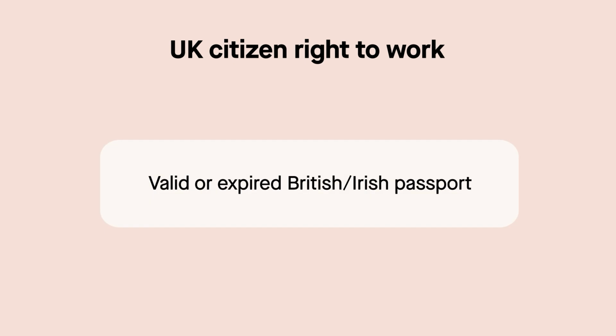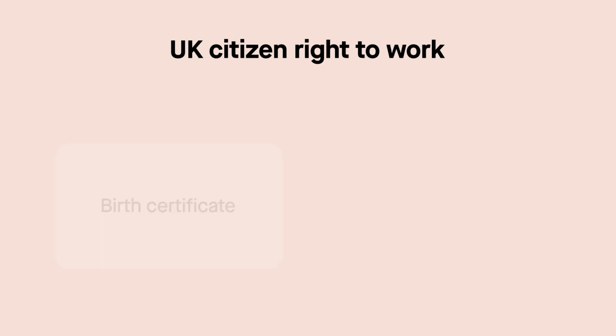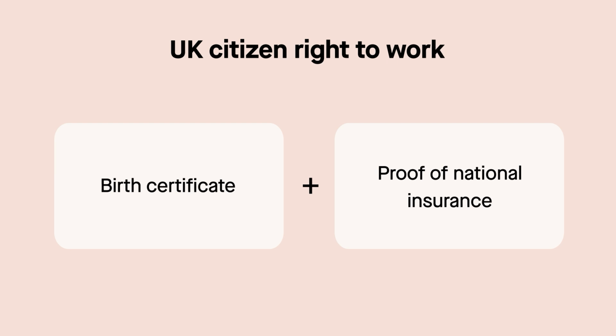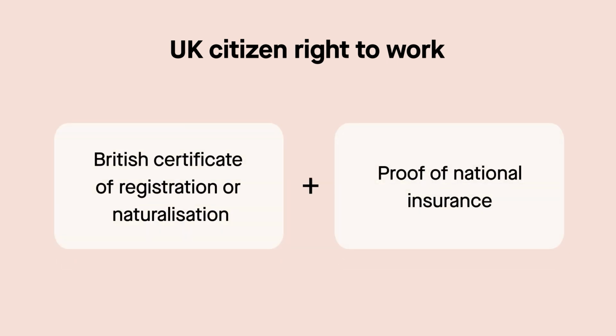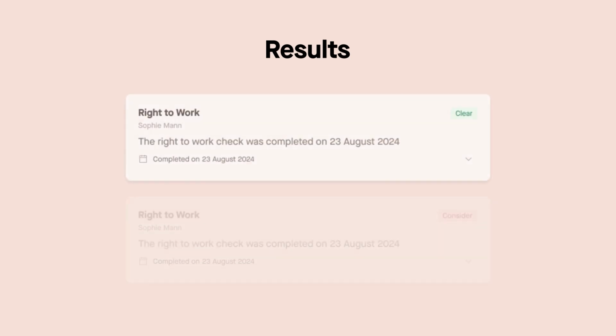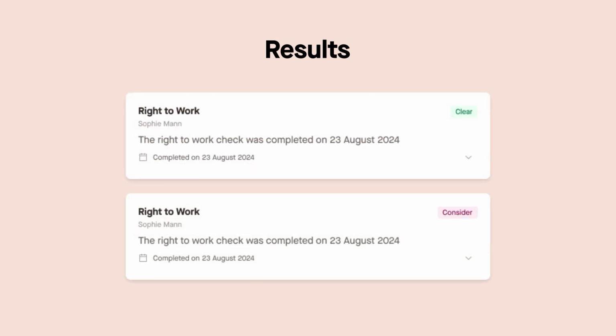Let's begin with UK citizens. UK citizens can prove their right to work through several documents, including a valid or expired British or Irish passport, a British birth certificate accompanied by proof of national insurance, or a British certificate of registration or naturalisation, also with proof of national insurance. When these documents are submitted to Zinc, the result will typically be either clear or consider.